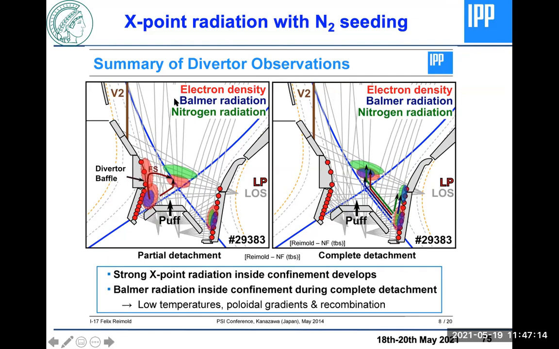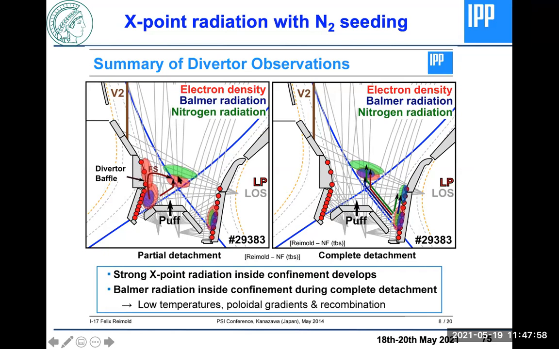And then one can look at Balmer radiation in general. When we talk about Balmer radiation, this means radiation from hydrogenic species in the Balmer lines. You will know from basic physics what Balmer lines are: the transition 3-2 of excited hydrogenic species. So as we introduce nitrogen, what one observes is, in red, where you see high electron density. In blue is where you see Balmer radiation from hydrogen. And in green is where you see nitrogen radiation.